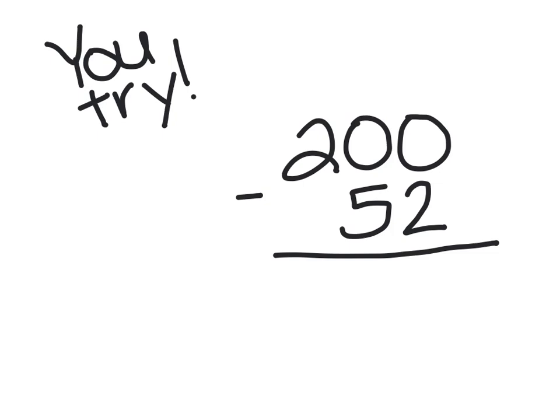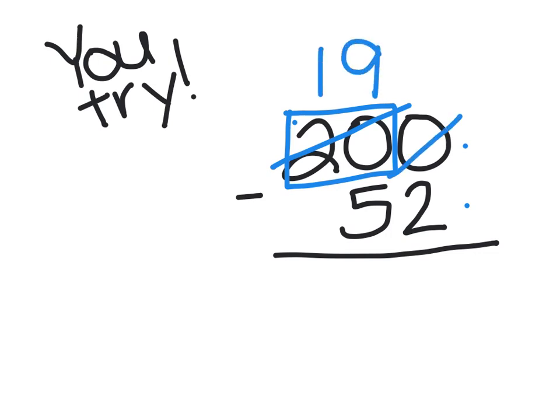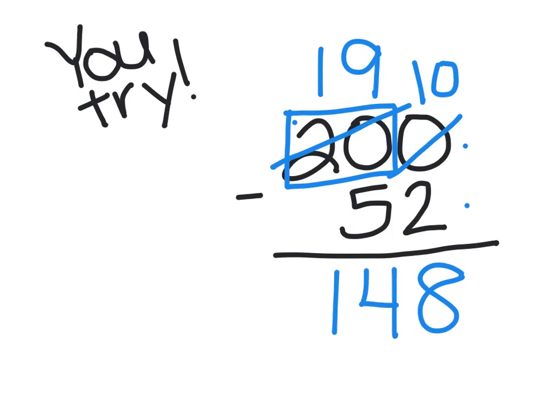Try 200 minus 52. Pause the video here and check back. All right, let's group this 20. And let's take a look at our ones. I've got 0 minus 2, can't do it. Let's take one of the 20 tens, and now I only have 19 because I have a 10 over here. 10 minus 2 is 8. 19 minus 5 is 14. Hopefully you got that one right.